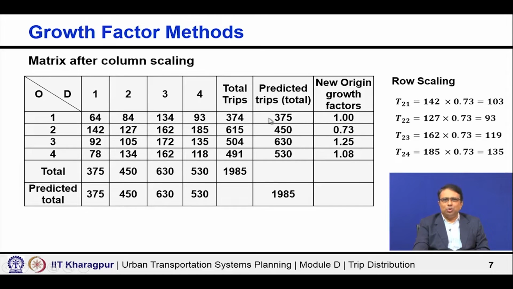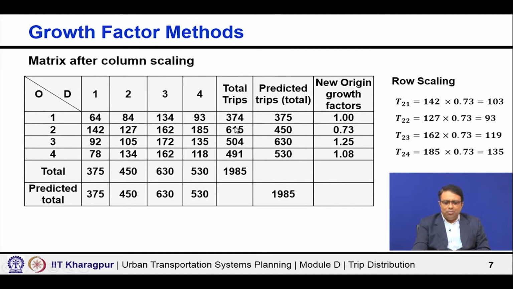But then, are the row totals matching? No. In the first case, somewhere, instead of 374 and 375, there is a close match incidentally, but look at zone 2: 615 and 450, 504, 630. So they did not match. So what will we do now? Now we will go for the row level operation as I explained.